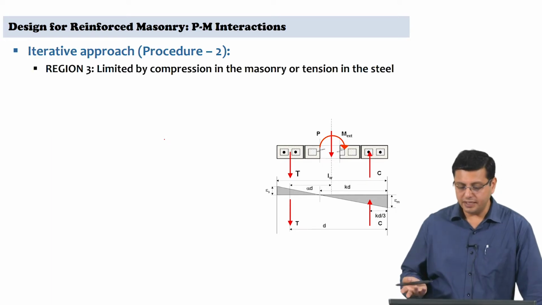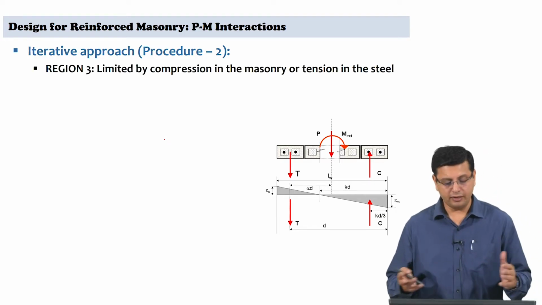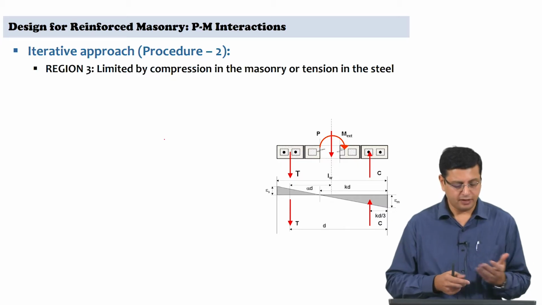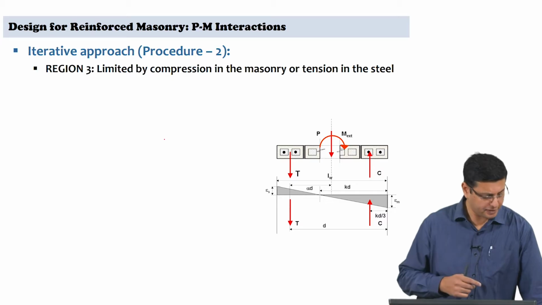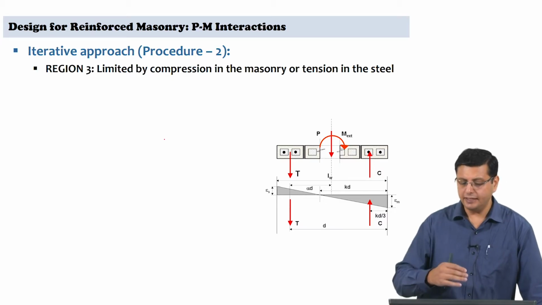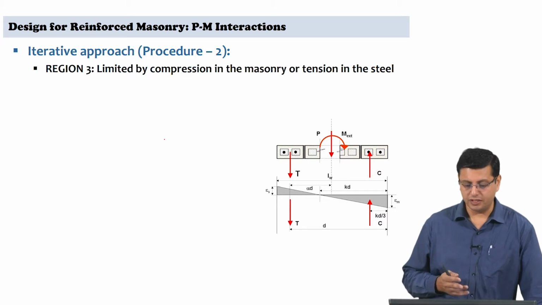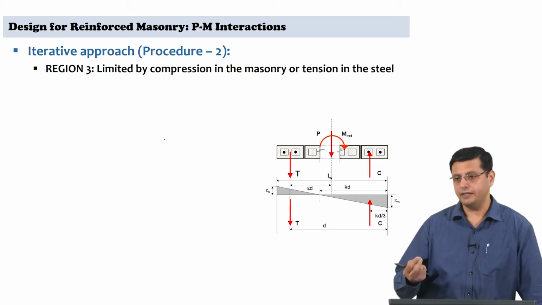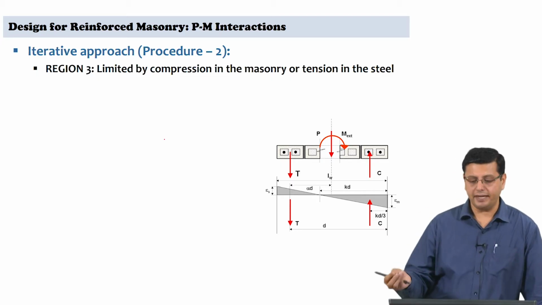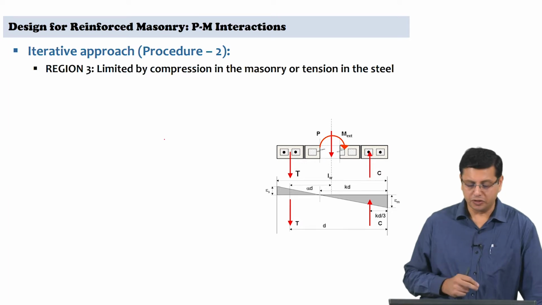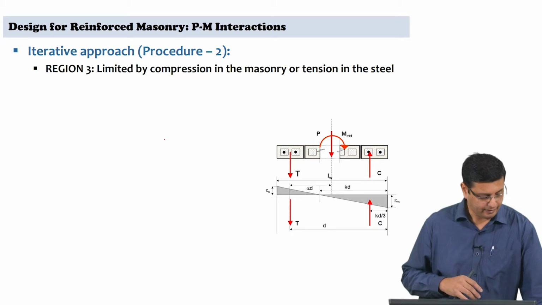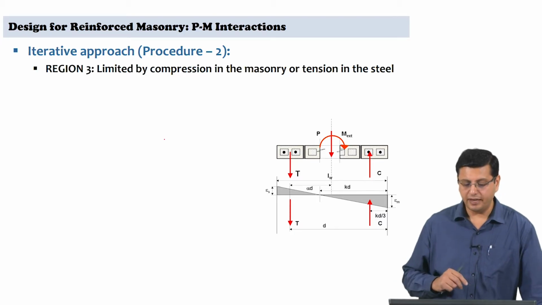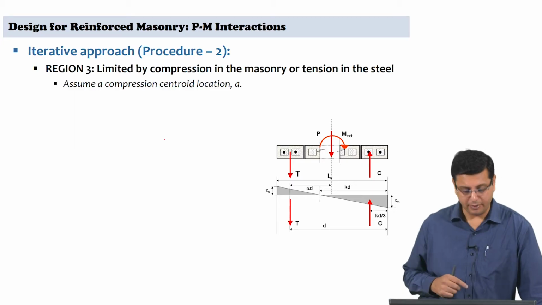Region 3 is the one where you are not sure whether you are going to be governed by compression in the masonry or governed by tension in the steel, and therefore, there is an iterative procedure, which means we have to begin with some area of steel and then check the original assumption. We could begin with the assumption of the tension in the steel governing, come back and see if that is a valid assumption, otherwise make some changes.